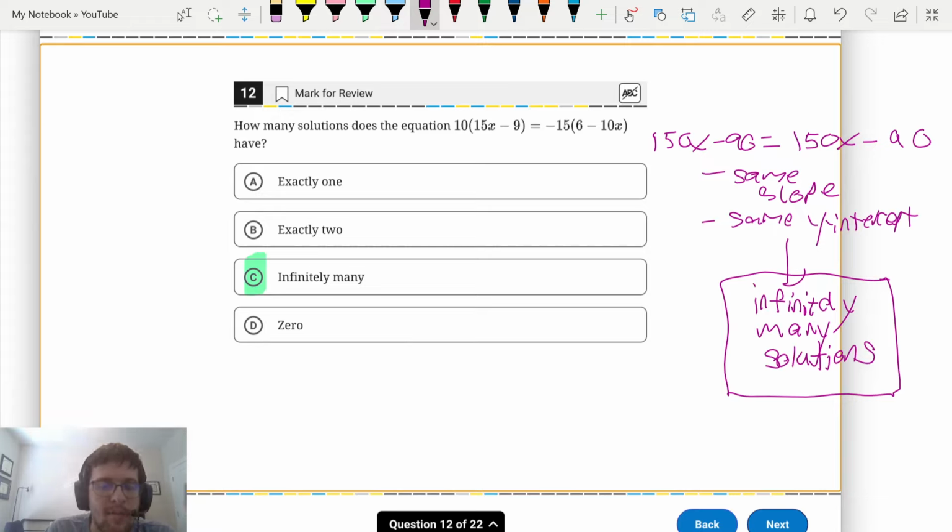And remember, linear systems can only have 0 solutions, 1 solution, or infinitely many. So 2 is just impossible. Even if you didn't understand the question at all, 2 is wrong. It has to have 0, 1, or infinitely many. Great, let's keep going. That one wasn't so bad.